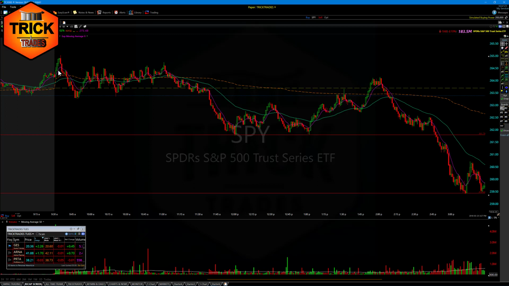So the 9 EMA, of course, that's your short-term trend, right? That lets you know when stocks, especially when they're selling off, as long as they stay under the 9 EMA, you're good. Once they break that 9 EMA, you can see here how it bounced back up.